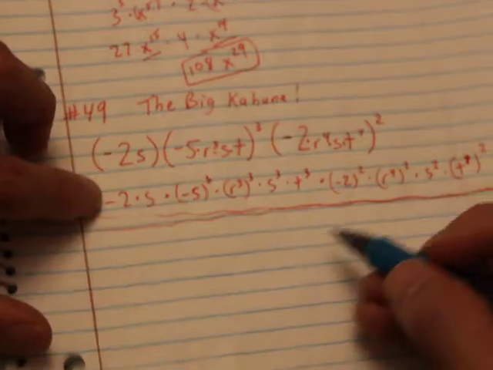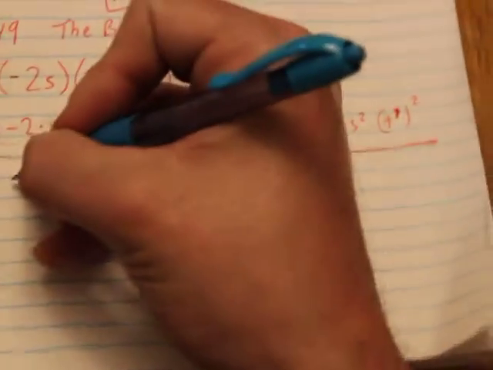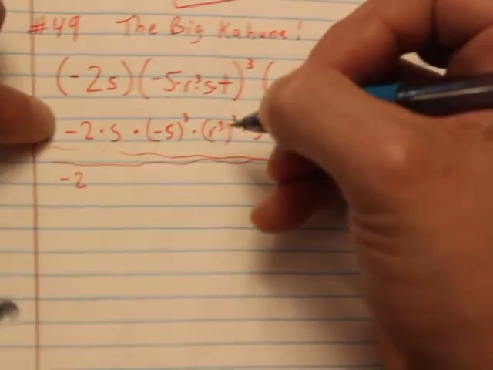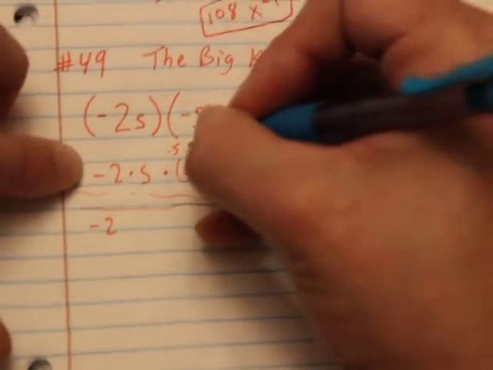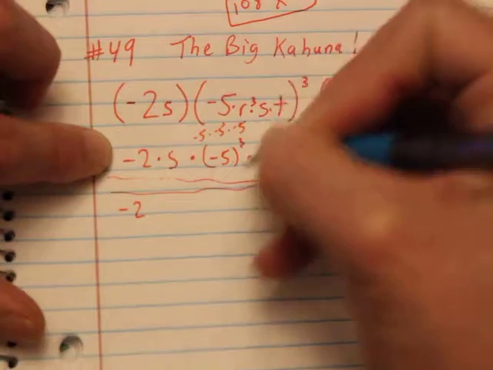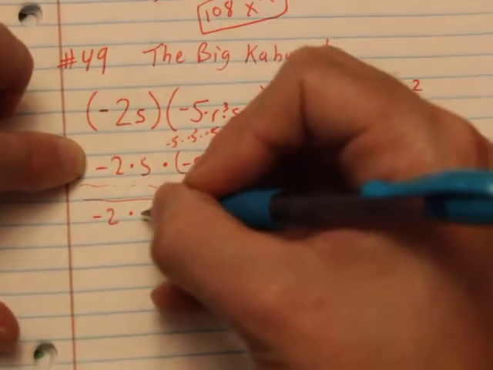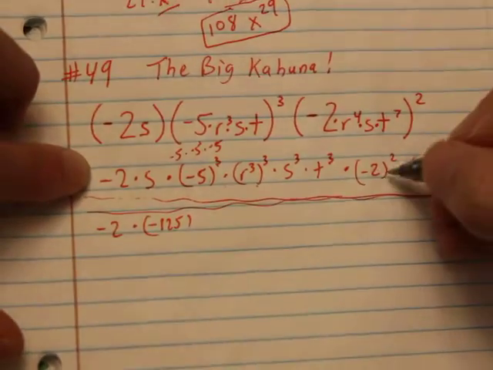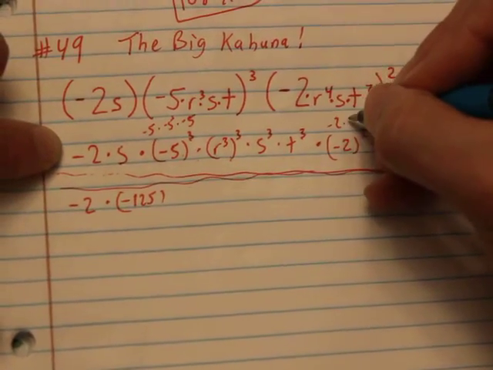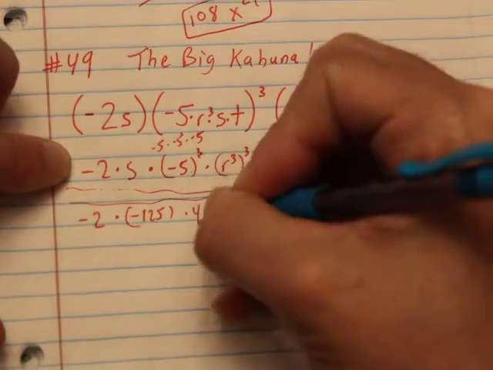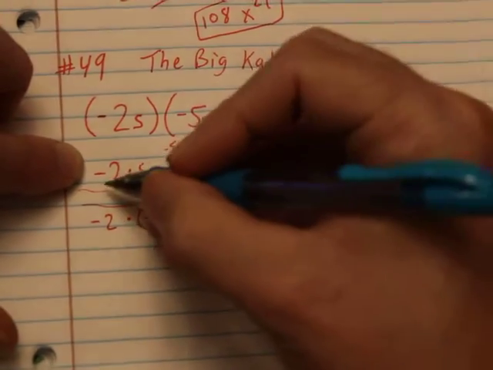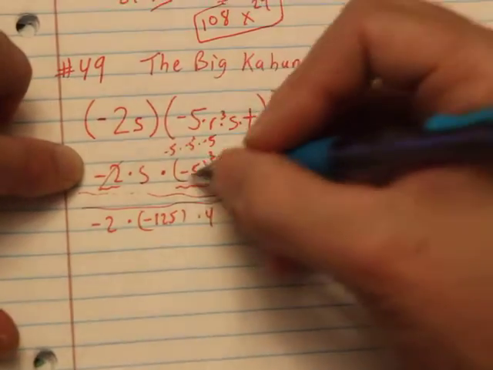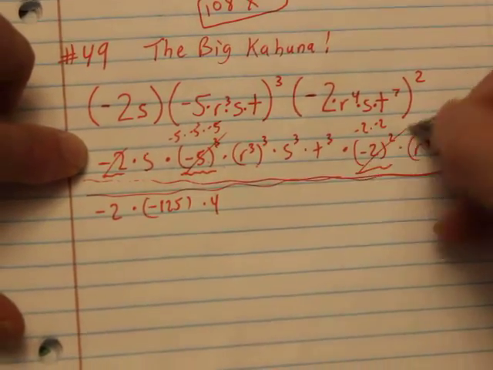Let's start by doing all of the numbers. We've got negative 2. We've got negative 5 to the 3rd power, which is negative 5 times negative 5 times negative 5, which is negative 125. Then we've got negative 2 squared, which is negative 2 times negative 2, which is 4. So that takes care of the negative 2, the negative 5 to the 3rd power, and the negative 2 squared.